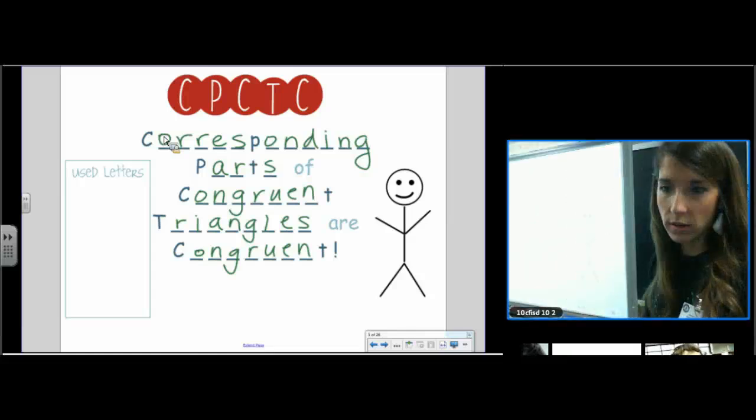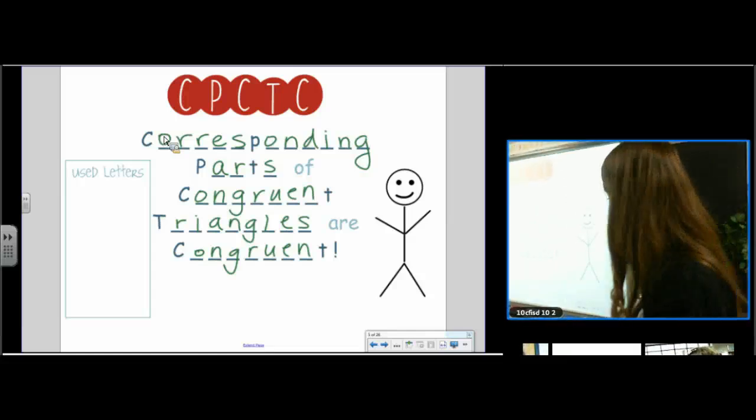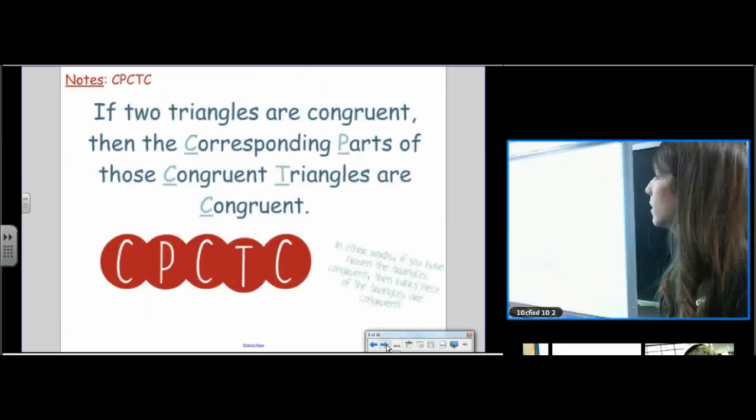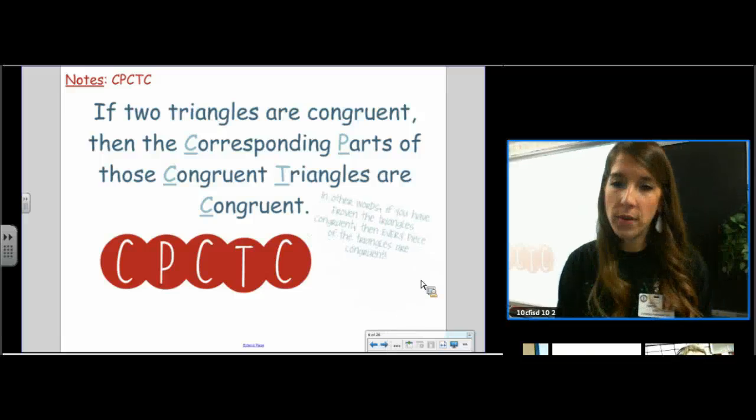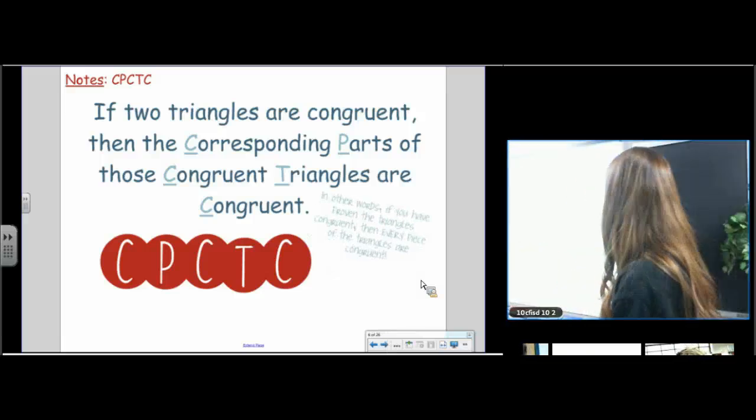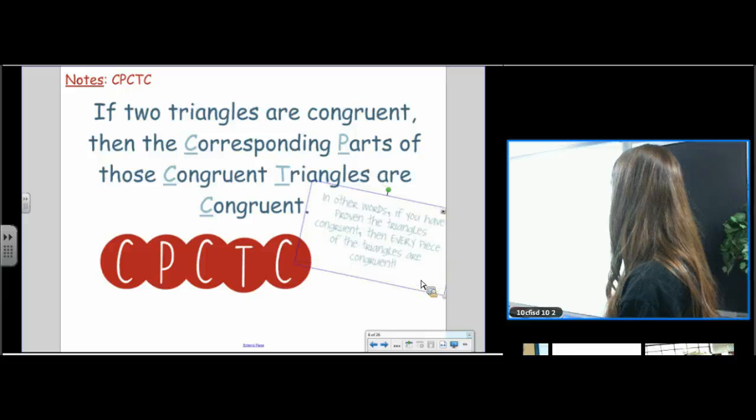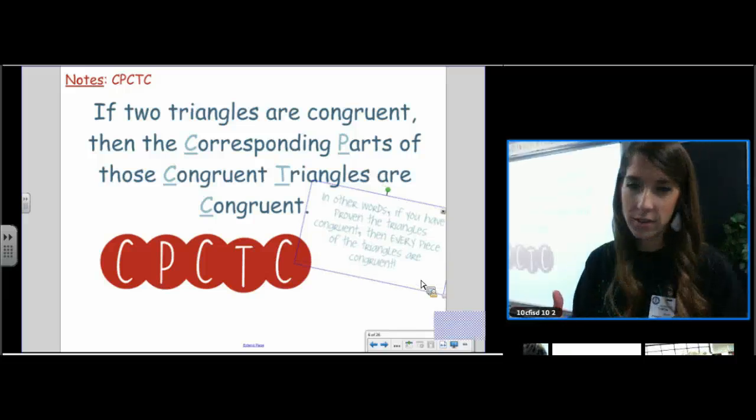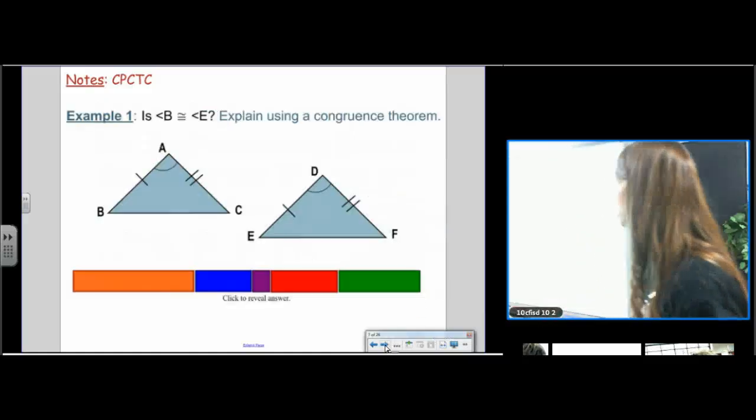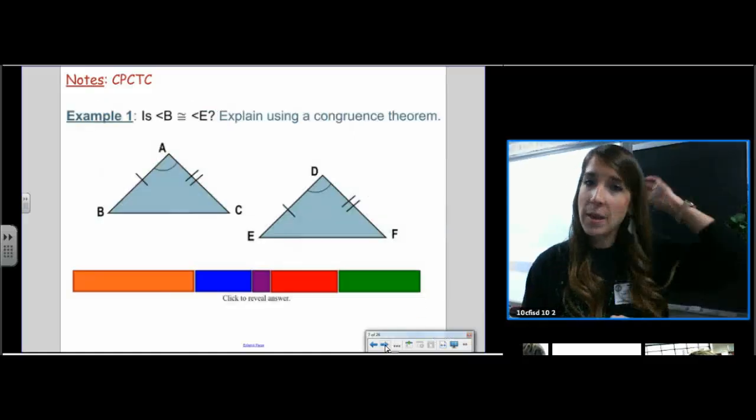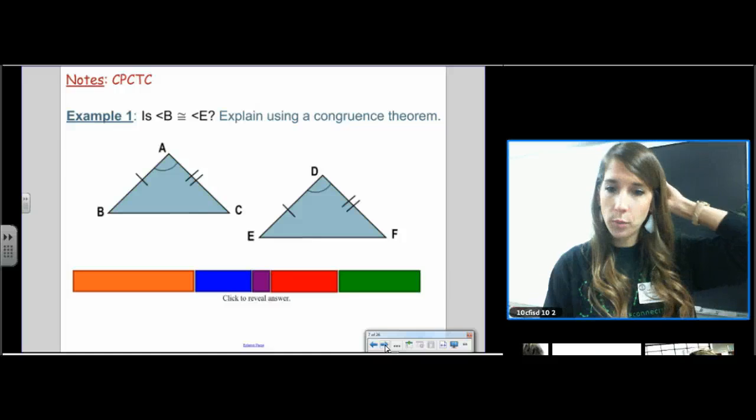Corresponding parts of congruent triangles are congruent. Okay, in other words, like I said, if you've proven the triangle is congruent, then every piece of the triangle is congruent to the corresponding piece of the other triangle. So we're going to put CPCTC into practice.